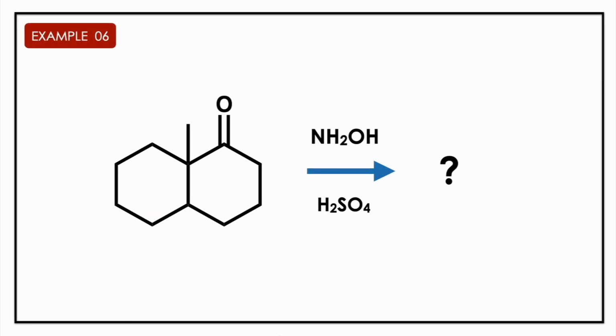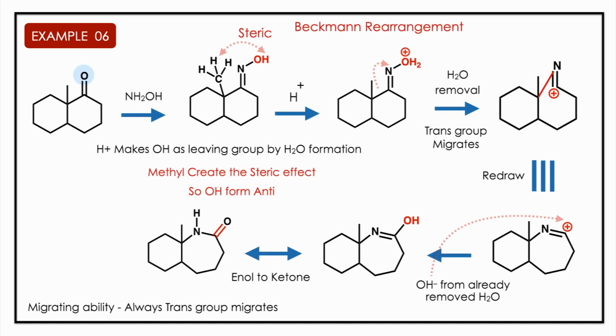Then the next example. Here you have a decalin system with a methyl and a ketone. You are using hydroxylamine and sulfuric acid. You should find what will be the final product. Here you have a ketone. You are using the hydroxylamine.